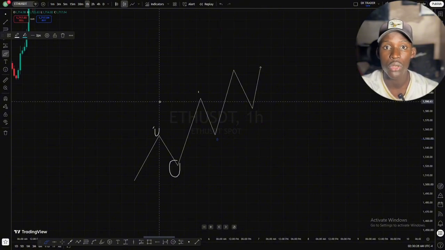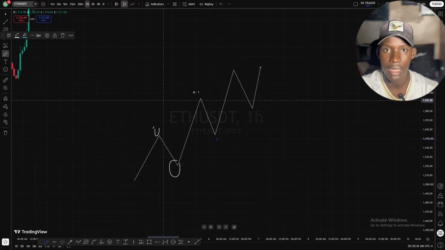You as a person, you don't have the power to control the market because you only have a small amount of money. You need to follow the market structure, follow the big boys in the trade so that you can easily make money. Without market structure, you can't easily identify a market movement.